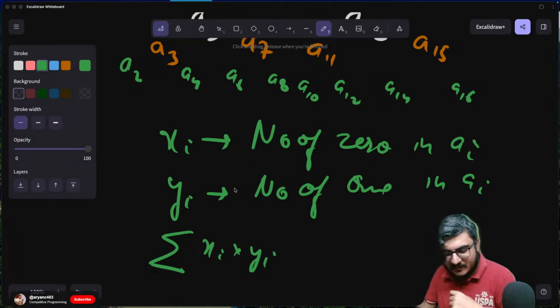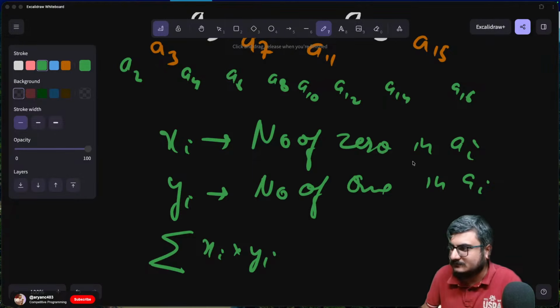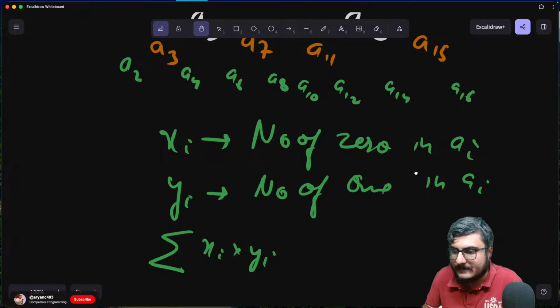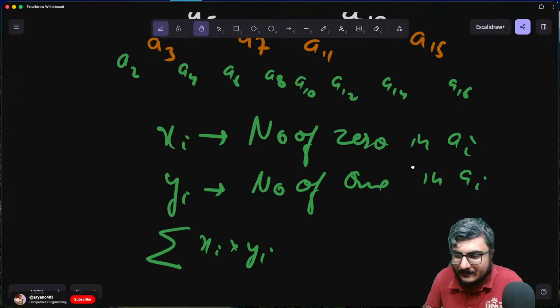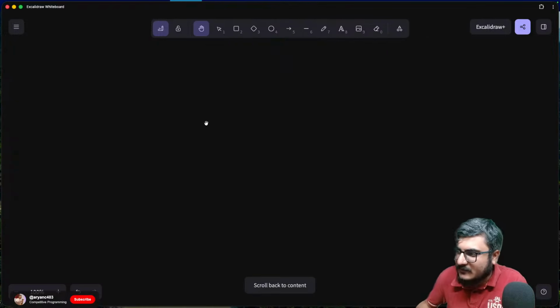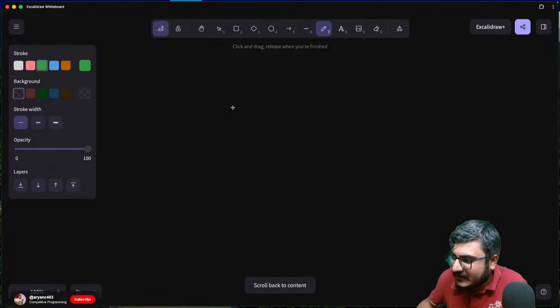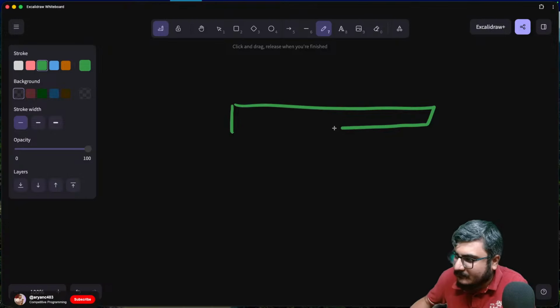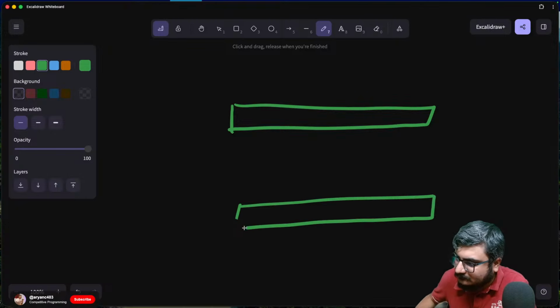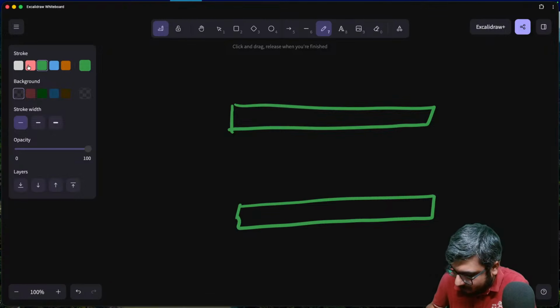Now let's try to solve this problem. Now the idea over here is, if I look at the particular segment, I have these two numbers somewhere between, let's say with me. Let's say first I look at A1 and A17.